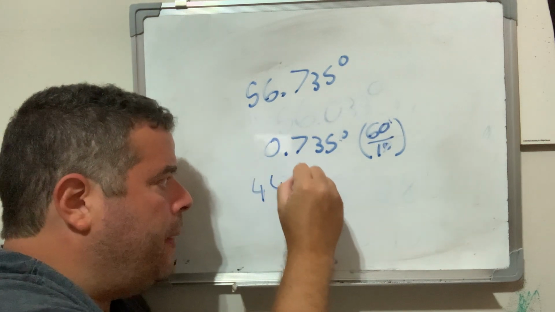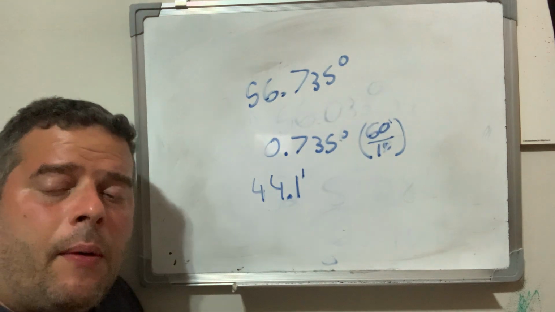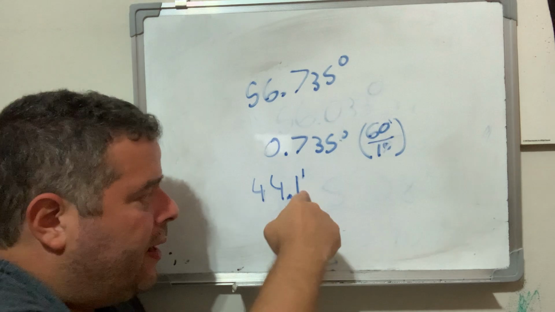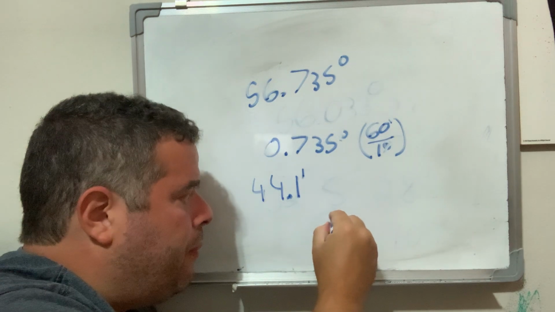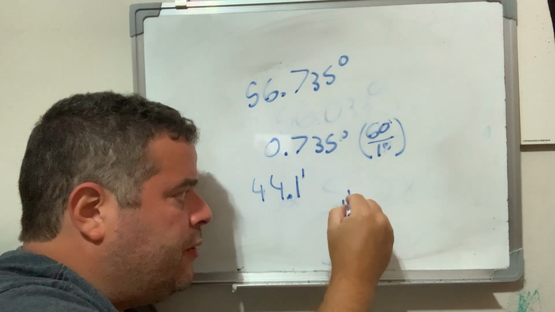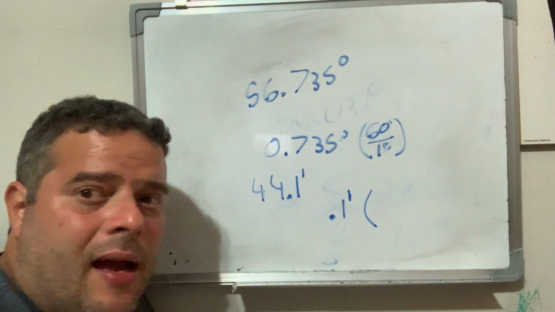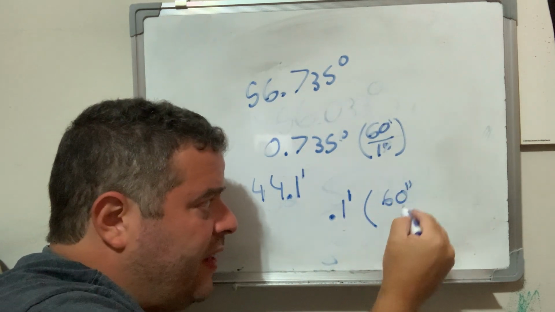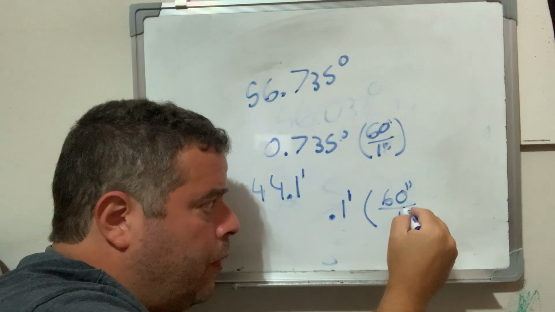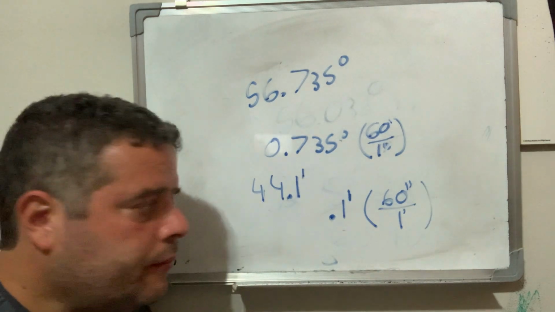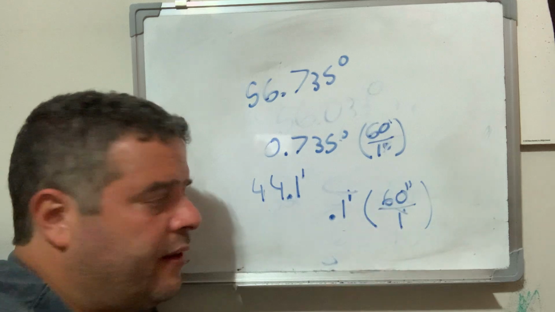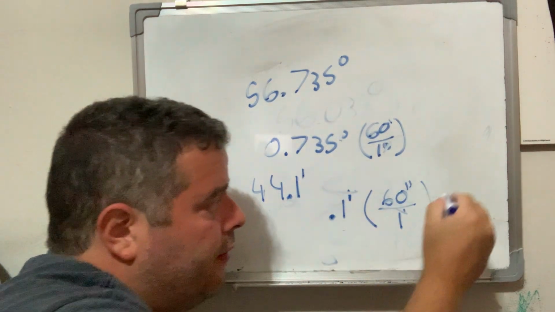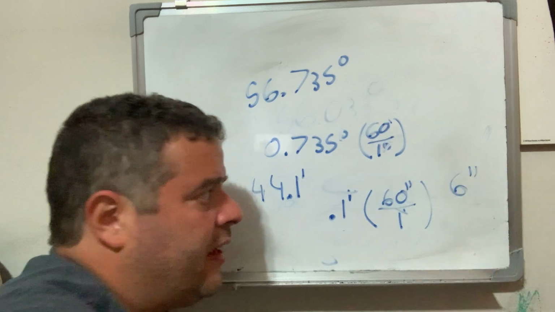44.1 minutes. So now I have the minutes part. All I'm missing is the seconds. So again, I grab this decimal portion again, 0.1 minutes, and you convert again. There are 60 seconds every 1 minute. This cancels this, the units cancel out. After you multiply, you're left with 6 seconds.